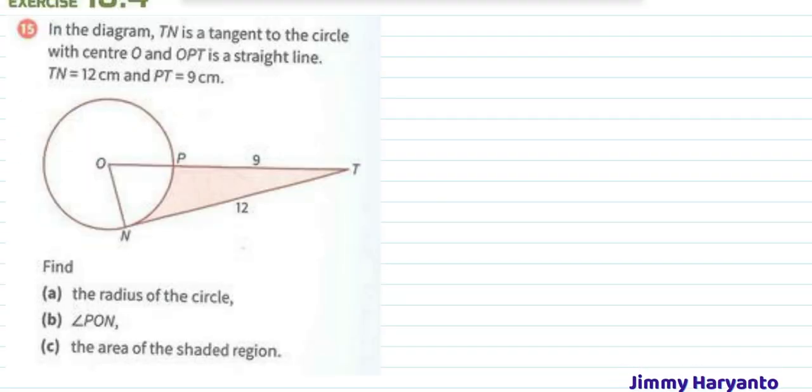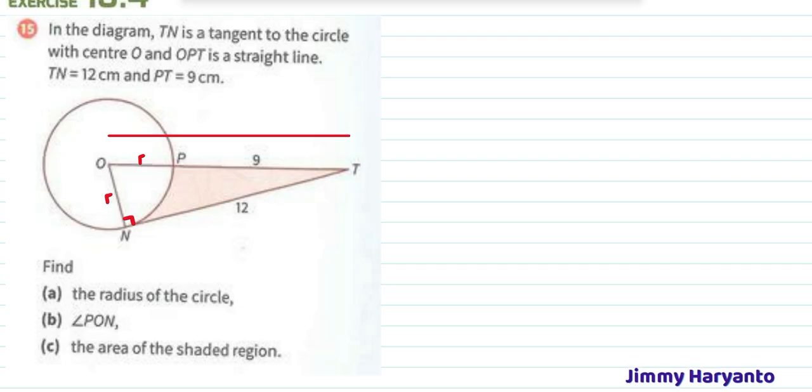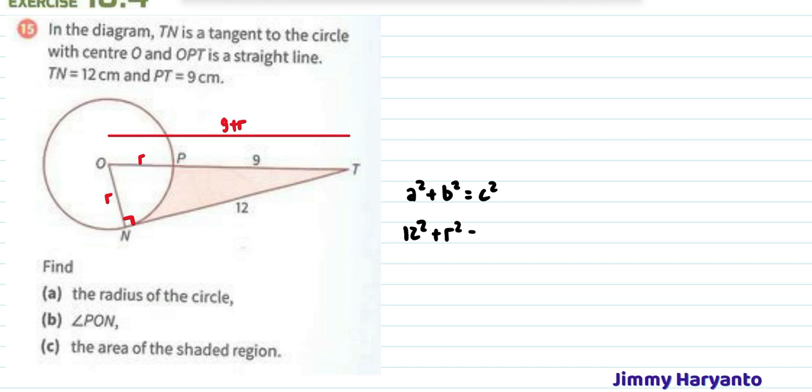Then next is question 15. For question 15, find the radius. Let's say this one is radius and that one is radius. This one is the tangent line. This one is the radius. That means this one is 90 degree. And then these sides will be 9 plus r. And because it's 90 degree, we can use Pythagoras theorem, which is a square plus b square equals c square. 12 square plus r square equals 9 plus r square.